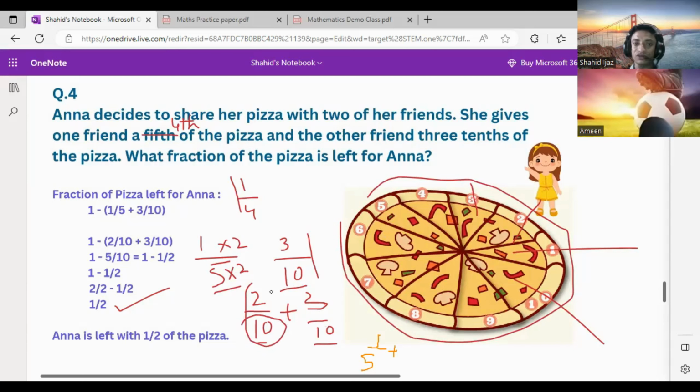We did this as per the requirements of the question, as we have 10 pieces. Let's move to the next question.